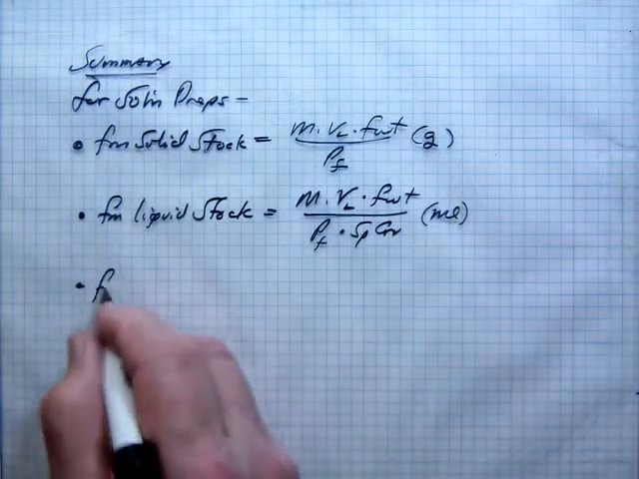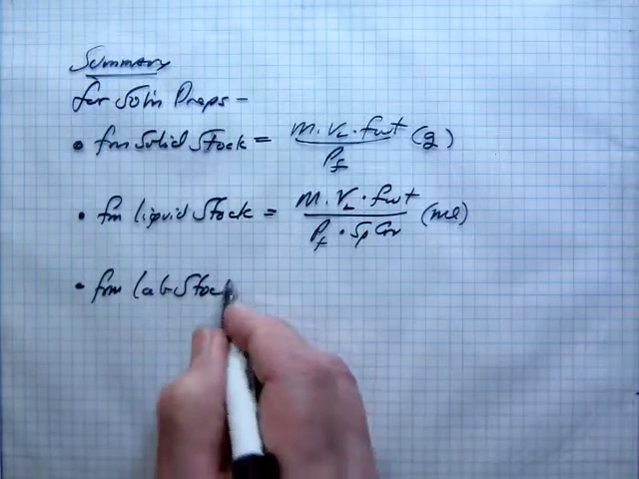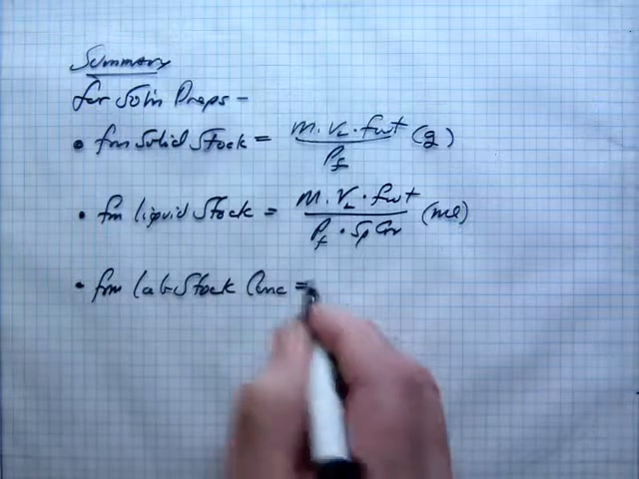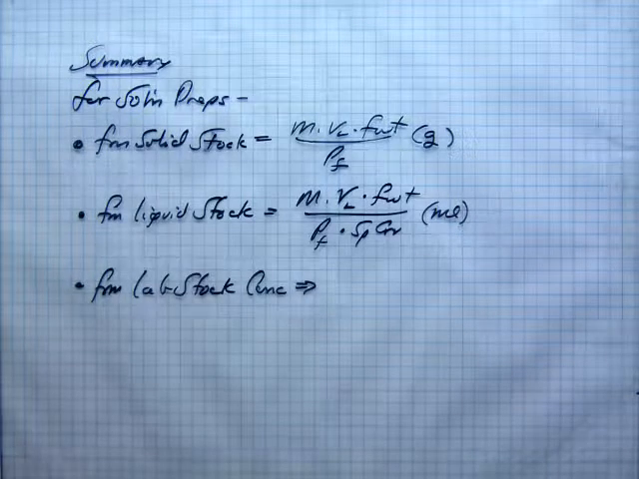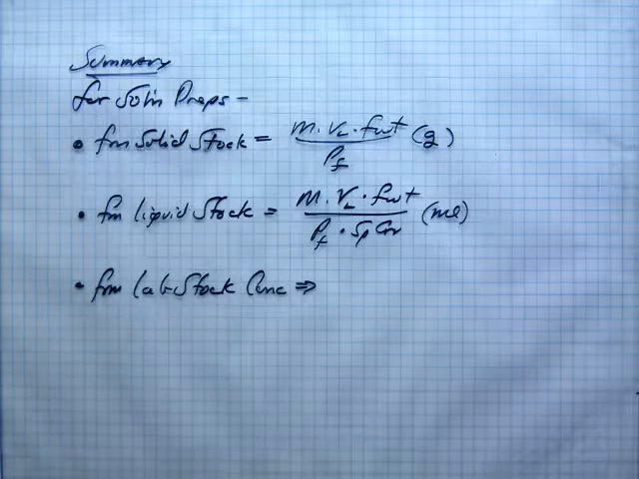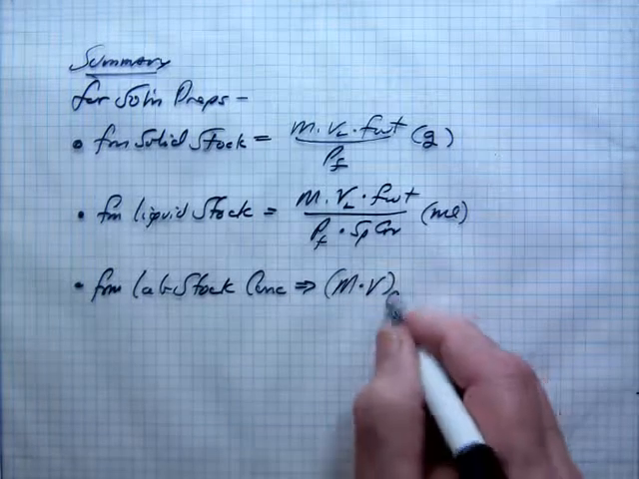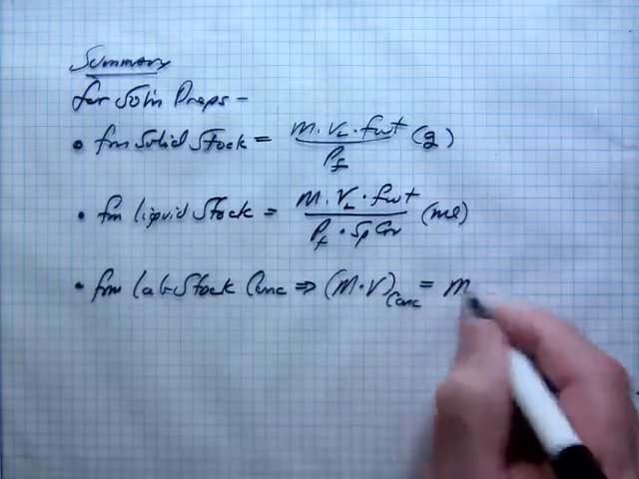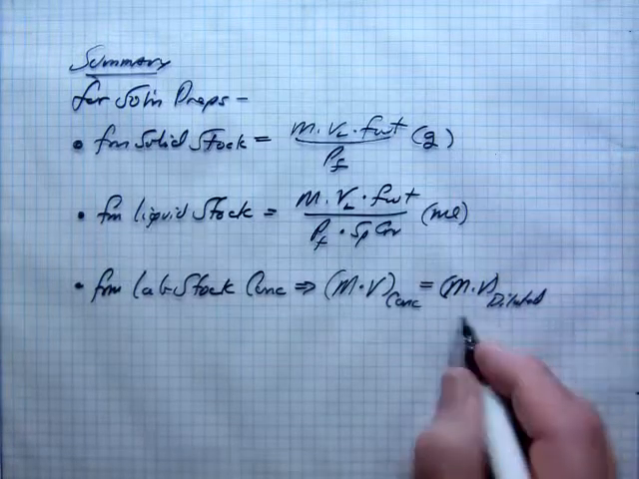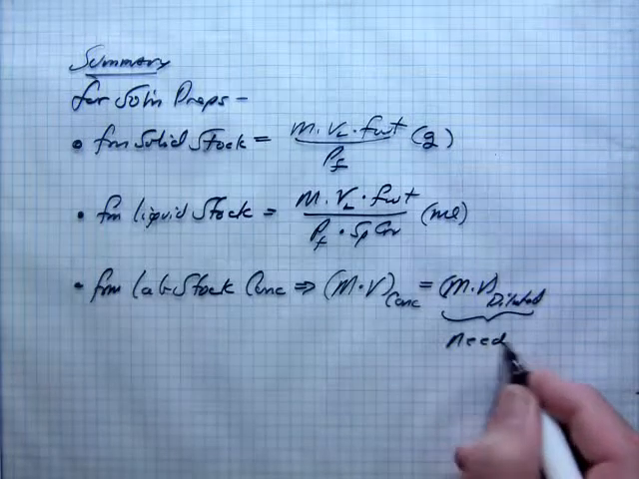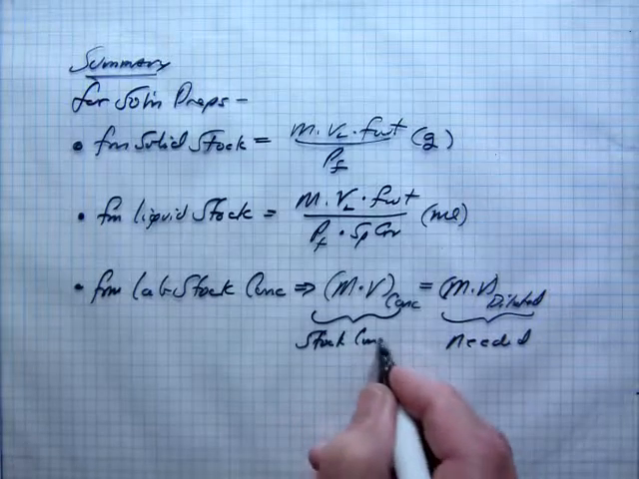And then you have from laboratory stock concentrate, you calculating how much you need to pull out of the concentrate and dilute up to, but not to exceed the final volume needed. So this is molarity times volume of the concentrate is equal to molarity times volume of the diluted. And this is your needed, and this is your stock concentrate.